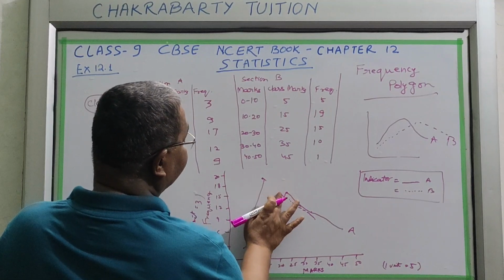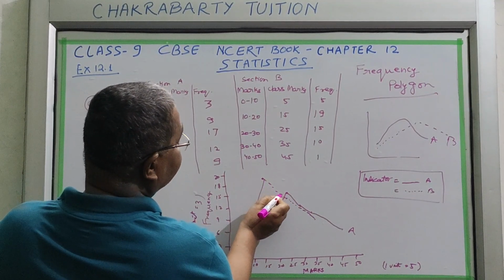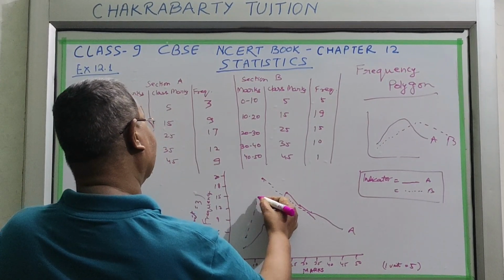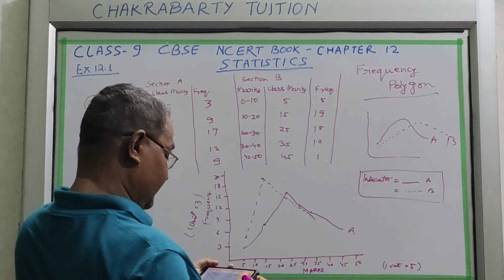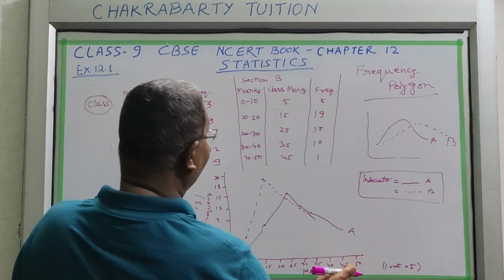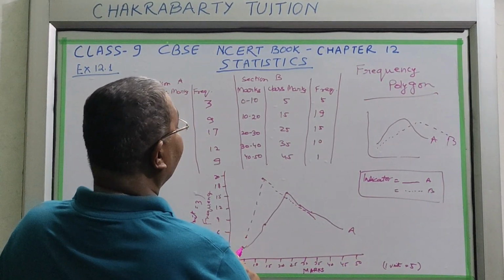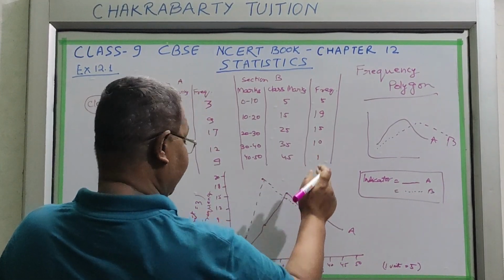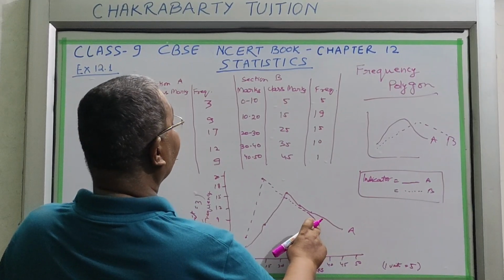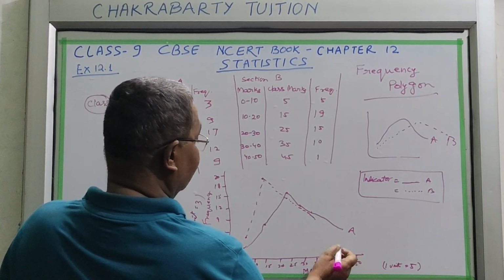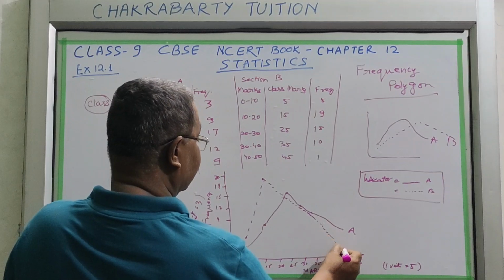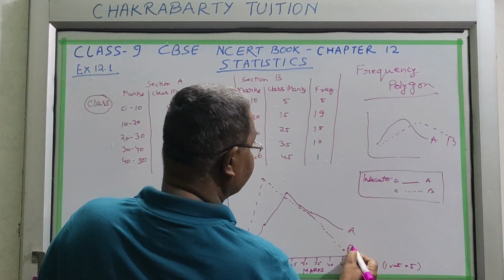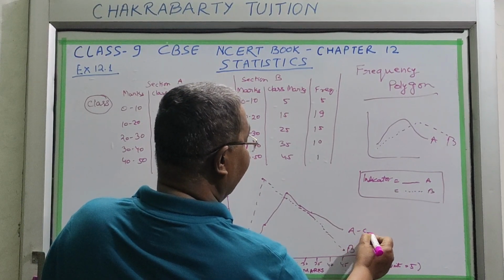We have to make it by dotted lines, because it is of another section. So we will make it by dotted lines. Then for 45 the frequency is 1 only, so 1 will come here. So this dotted line is of the B section, and the other is the A section.